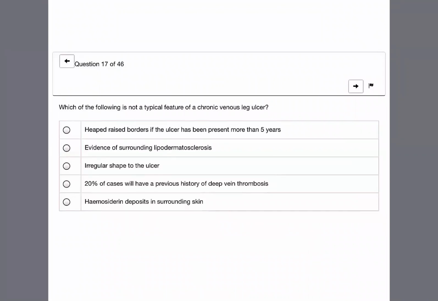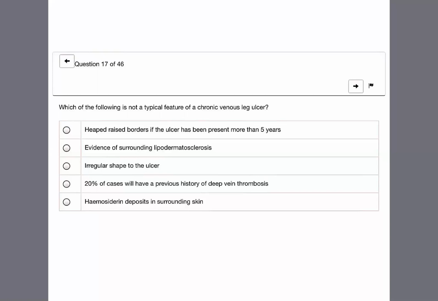Next question, I need a new one. Again with Dr. Dafer and Dr. Basharat. Dr. Dafer, go. Which of the following is not a typical feature of chronic venous leg ulcer? A, a raised border of the ulcer, present for more than 5 years. B, evidence of surrounding lipodermatosclerosis. C, irregular shape to the ulcer. D, 20% of cases have a previous history of venous thrombosis. E, hemosiderin deposit in the surrounding skin.